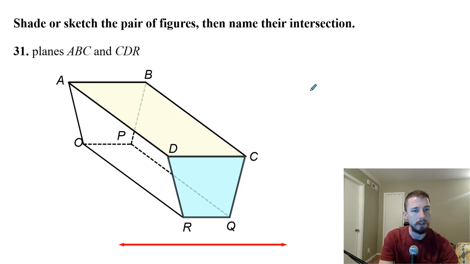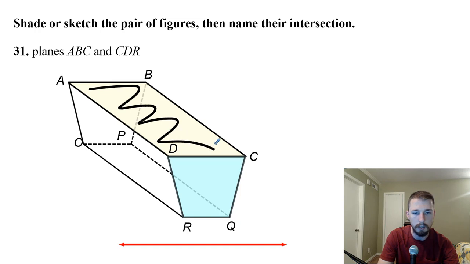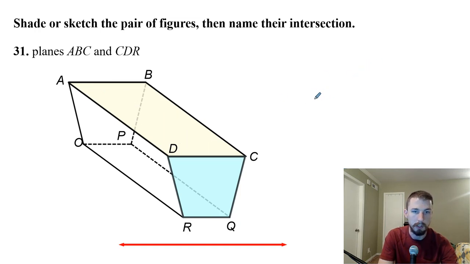All right, shade or sketch the pair of figures. You don't have to do that, so just name their intersection. So, shade or sketch. Yeah, I see what that's saying. All right, so planes ABC and CDR. Plane ABC is going to be referring to the top surface. So I have mine shaded nice. If you just want to shade it like that, that works totally fine, but I just wanted to have something nice to look at, okay?